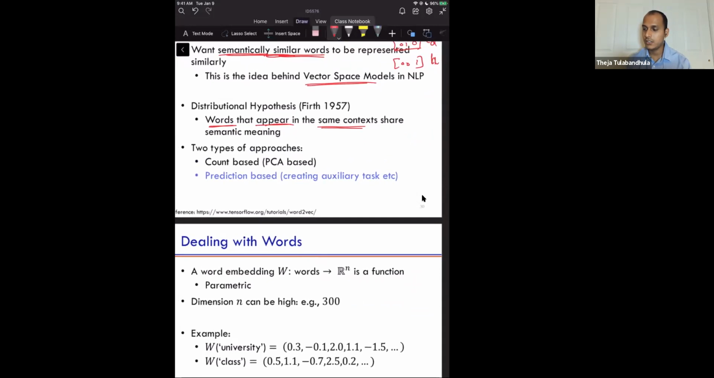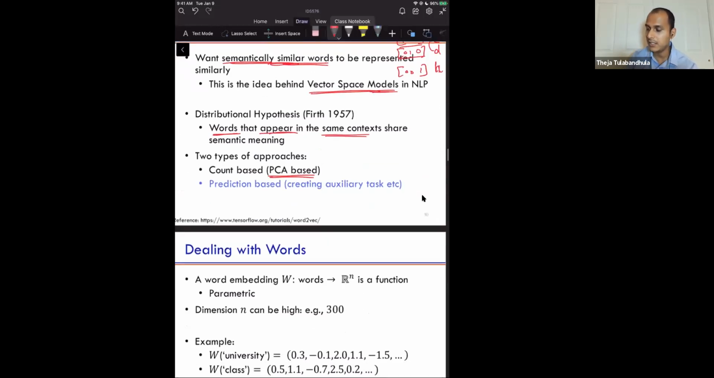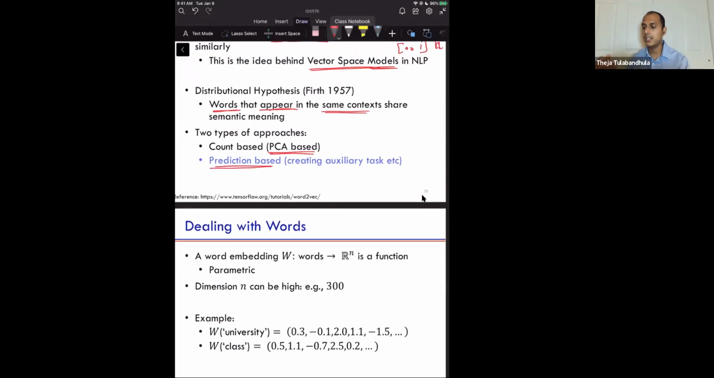So if a dog is affectionate and a cat is affectionate, then maybe cat and dog, since they appear in similar contexts, maybe there's a discussion about pets and they appear in different sentences, then they may share a semantic meaning. There are two types of approaches to get to these vector space models. One is a simple version that I'm going to motivate with, and then I'm going to talk about a prediction-based approach to get these embeddings or word vectors for the symbols or the words. And this is where we'll get Word2Vec, that type of representation.